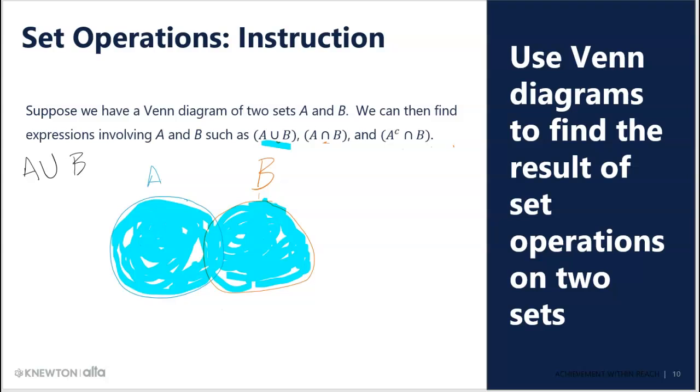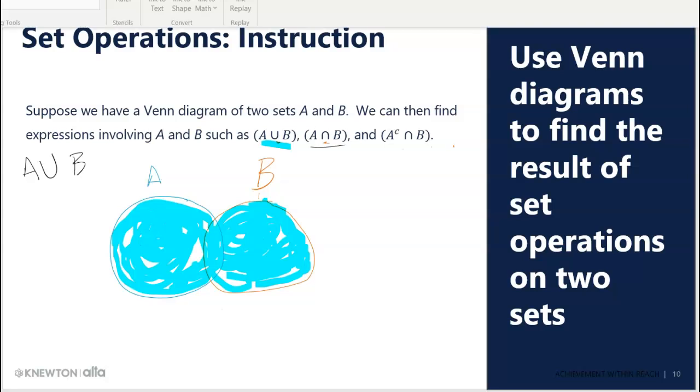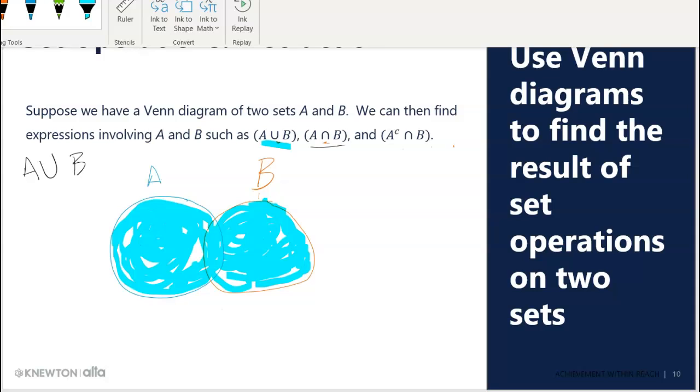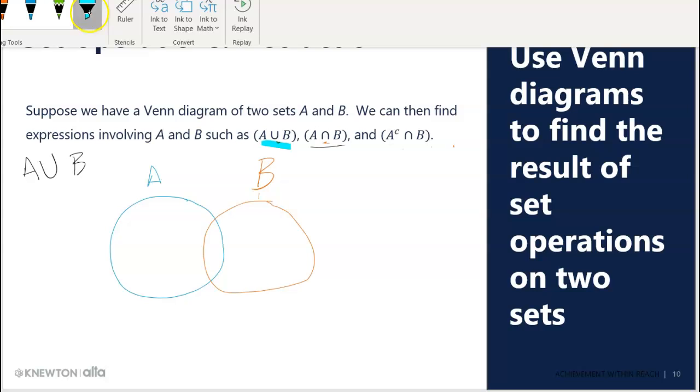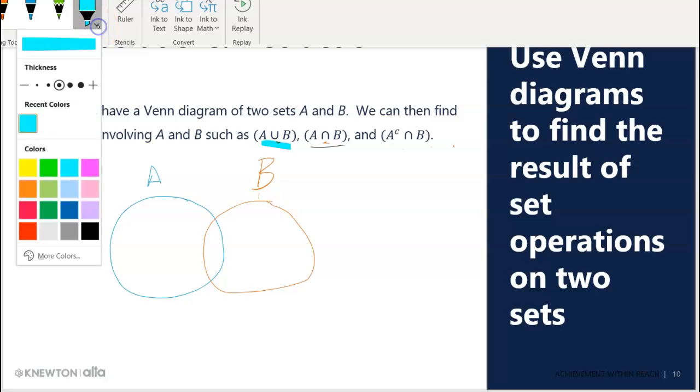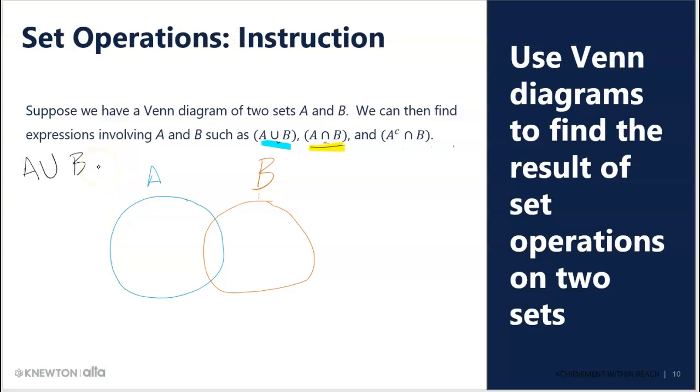That is a good visual representation from a Venn diagram. Now, what if I wanted A intersect B? I've erased A in union with B, and I'm going to do A intersect B next. I like the highlighter for doing this, but I'm going to pick a different color. We're going to do A intersect B in yellow.